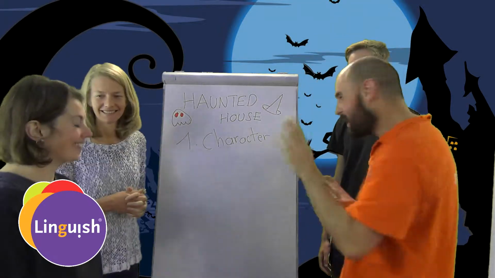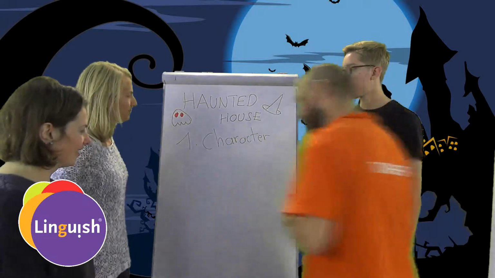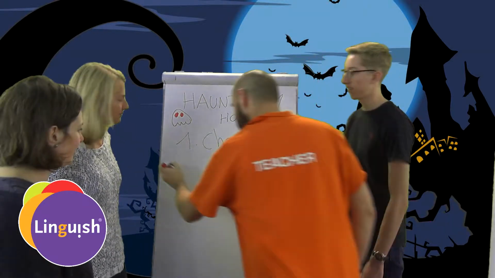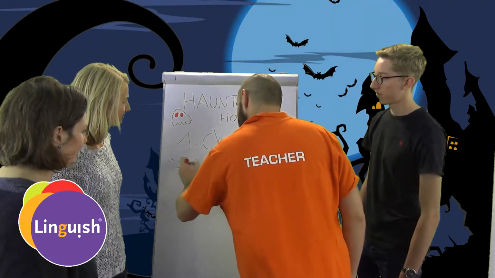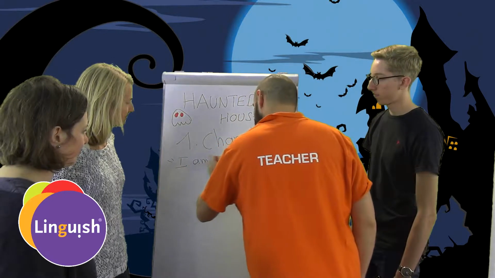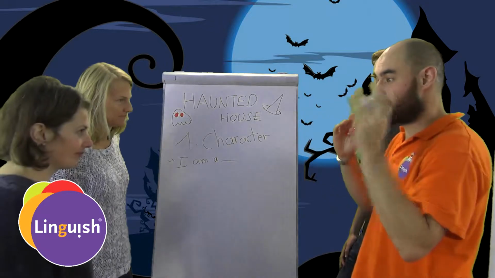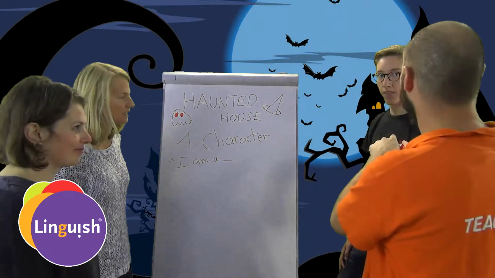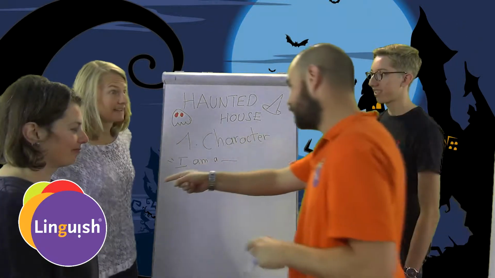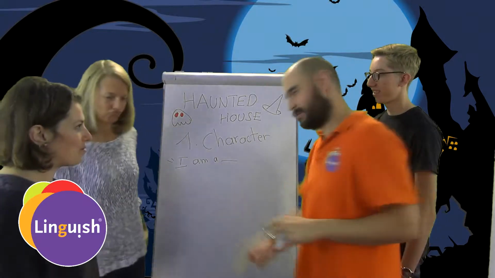Now, everyone has a character. You will need a sentence that says, I am a vampire. I am a pumpkin. I am a cowboy.